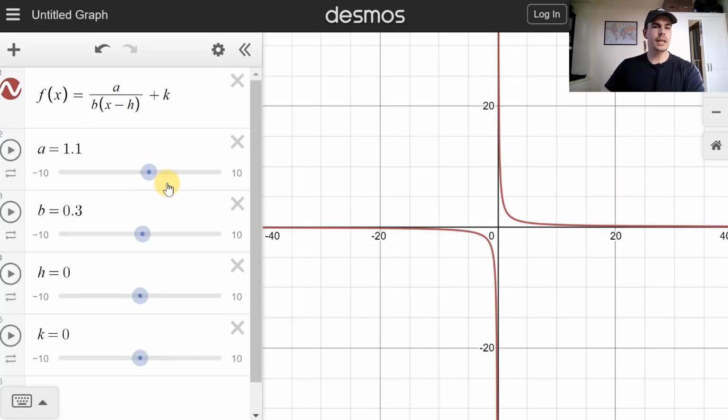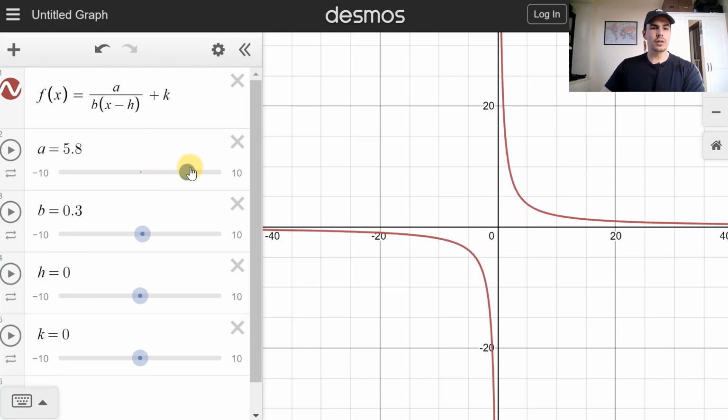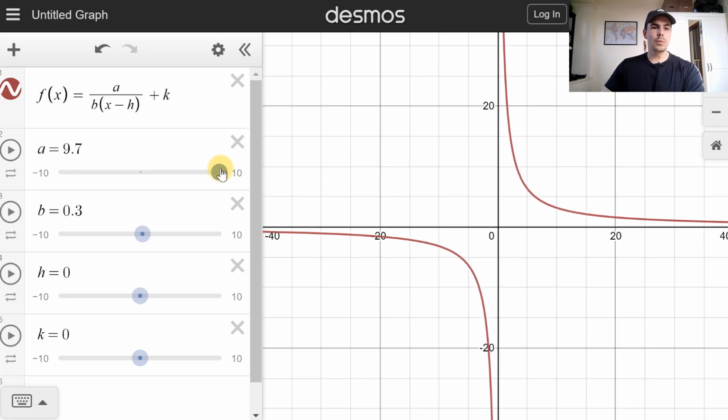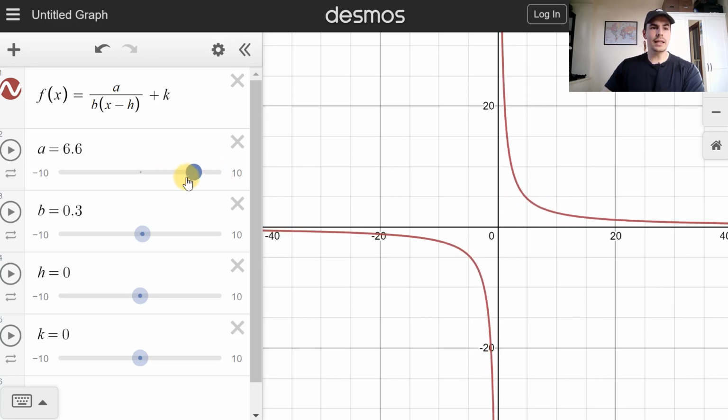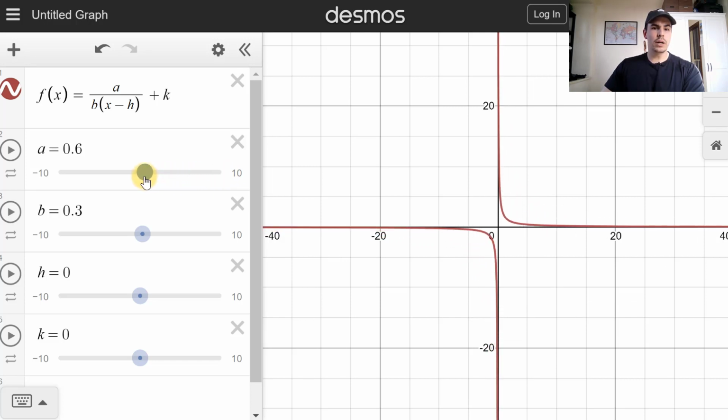Okay, so we are looking in Desmos here at our generic function with transformations, and we've got sliders for A, B, H, and K. If I take the slider for A and we get larger and larger, we can see what we refer to as a vertical stretch, when A gets further from 1. And then if we go in between 1 and 0, we result in a vertical compression. So A is going to be vertical stretch and compression.